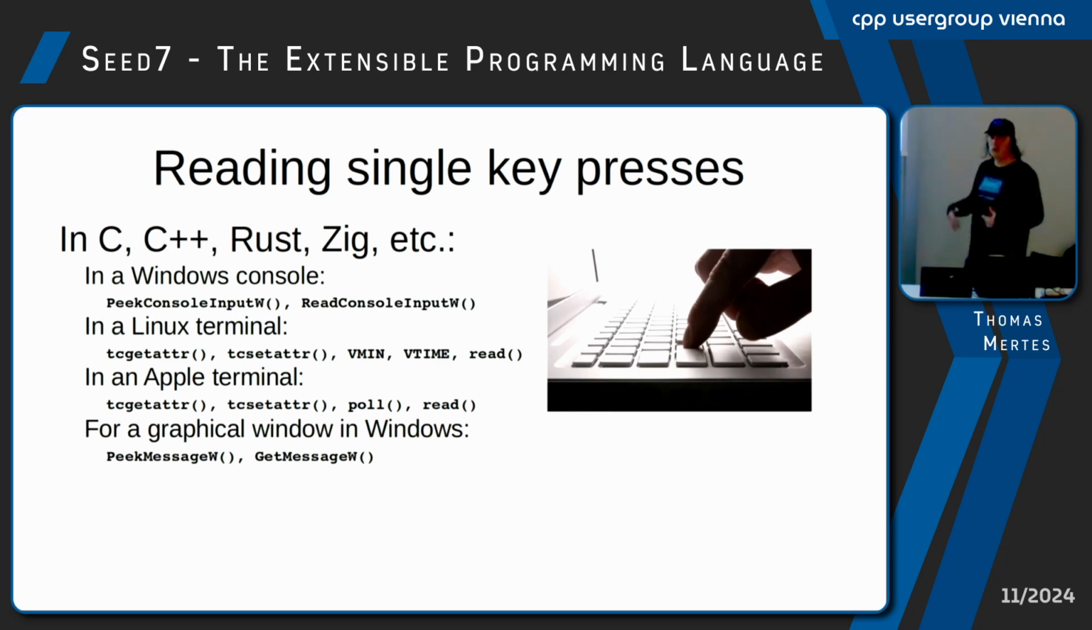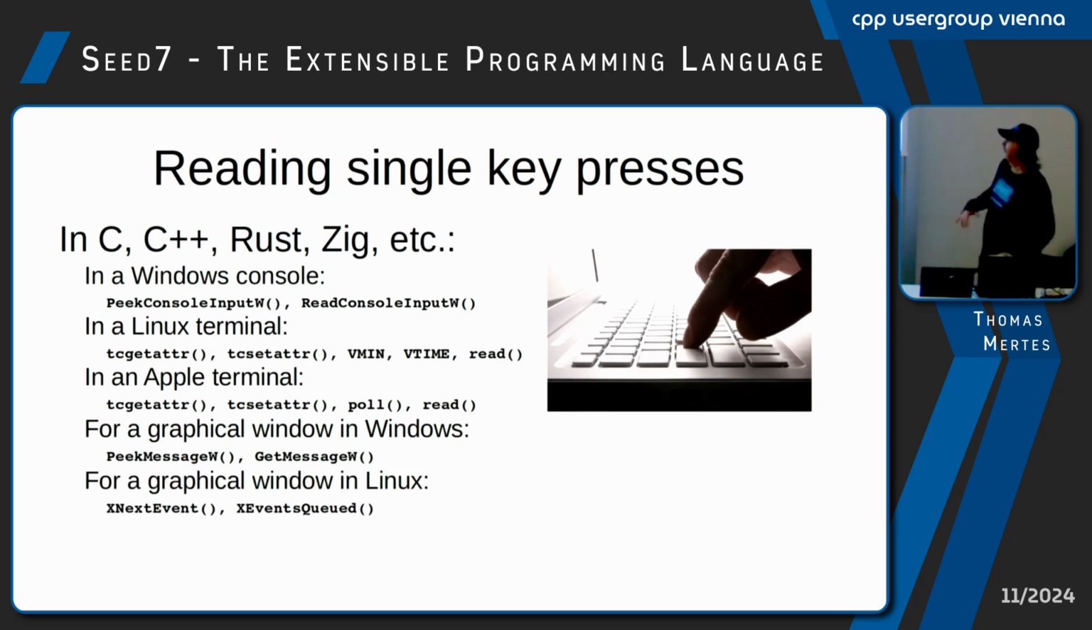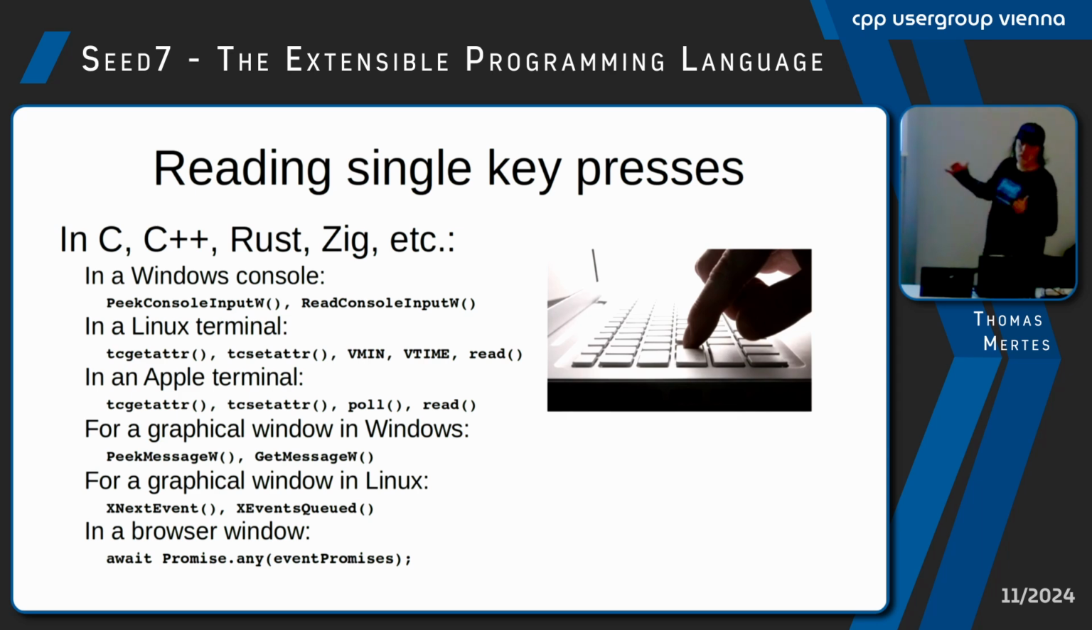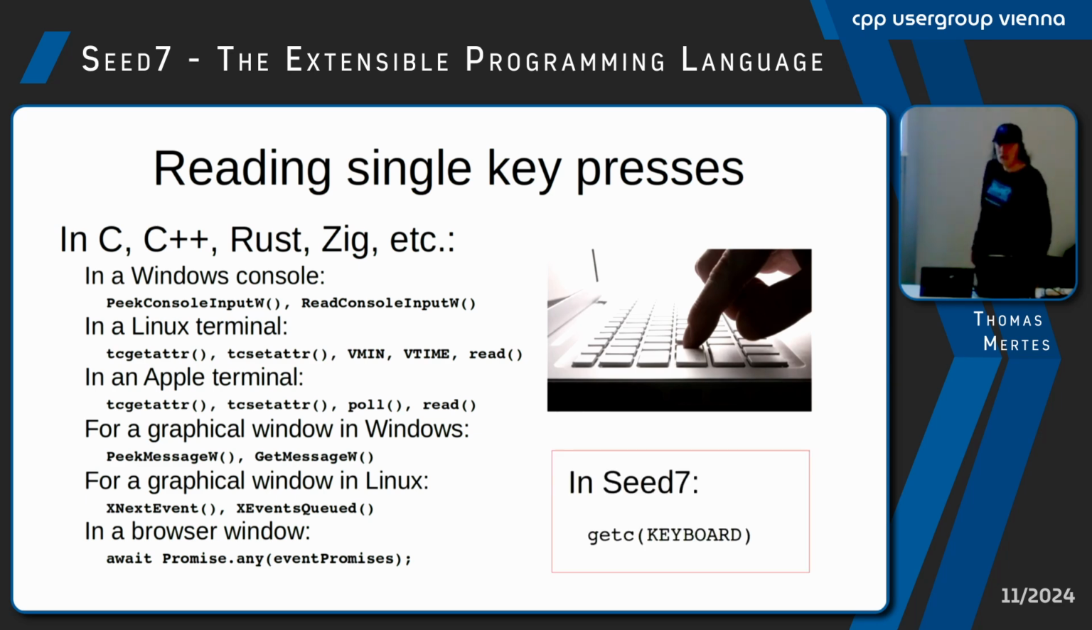And if we are not working in a console, if we are working with graphics, under Windows we have this peek message and so on. And under Linux, there are events, and you read from the events. And if the program runs in the browser, you have to await for promises. So you see, if you want to write a portable program in C++, which should run under all these platforms, it's very hard. And in Seed7 it's simpler. There is a file named keyboard, and we just read from this file named keyboard, and it just works.